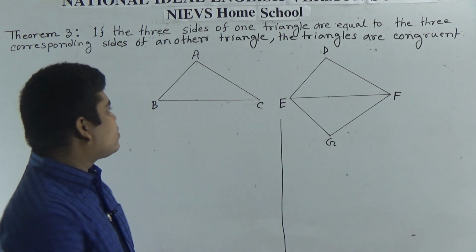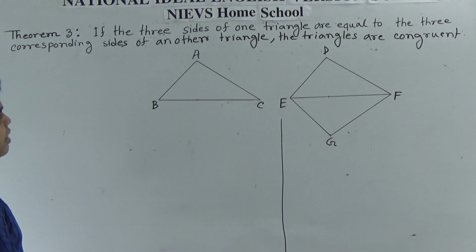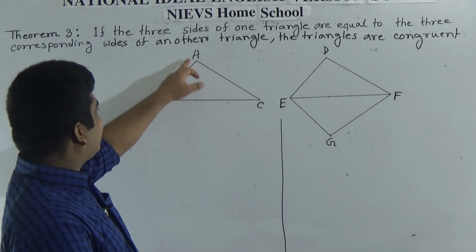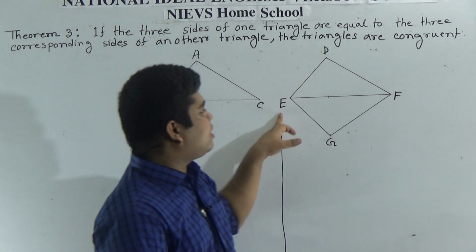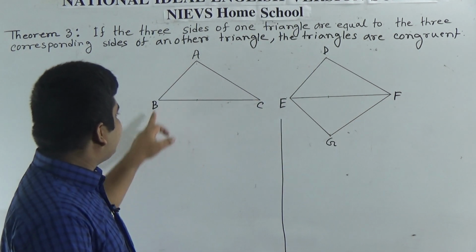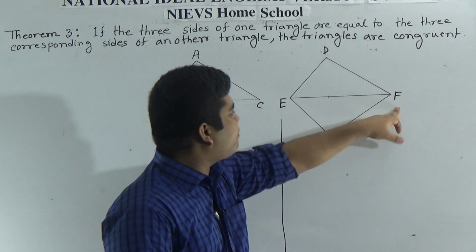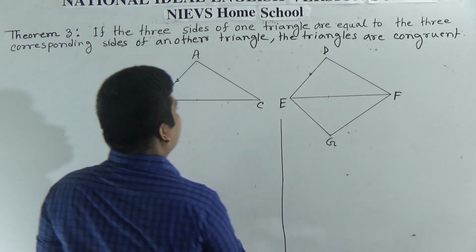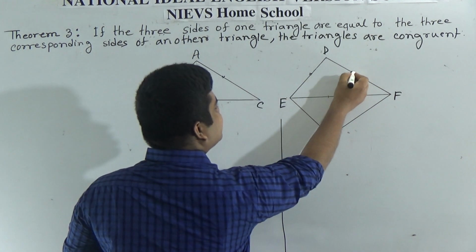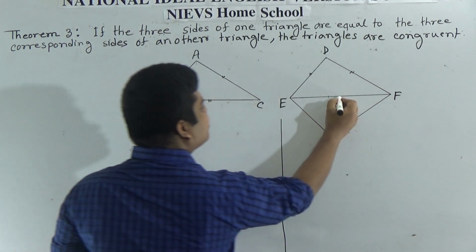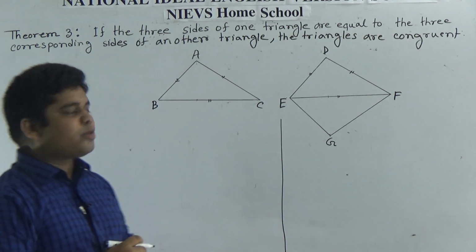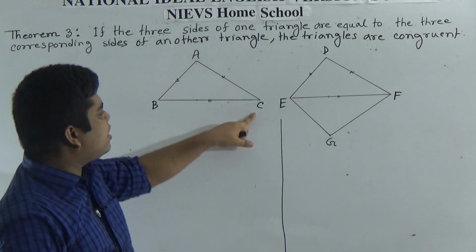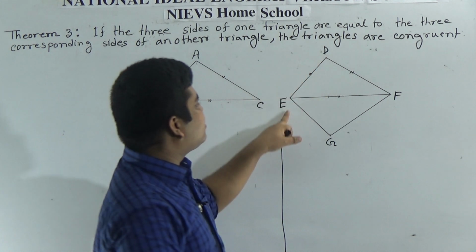The theorem asks you to prove this. So my dear students, at first we write the particular enunciation. Notice triangle ABC and triangle DEF. In triangle ABC and triangle DEF, AB equal to DE, AC equal to DF and BC equal to EF. It is required to prove that triangle ABC is congruent to triangle DEF.